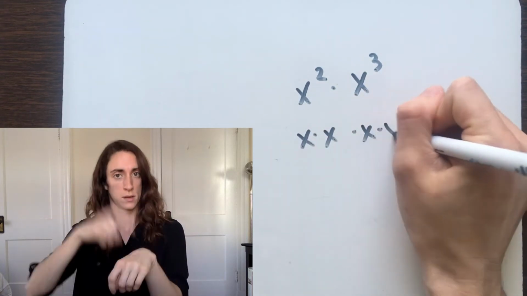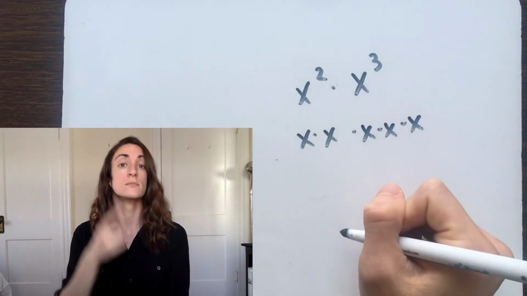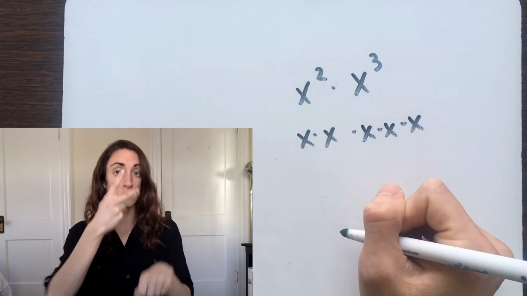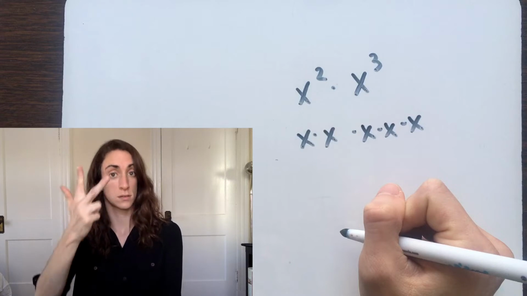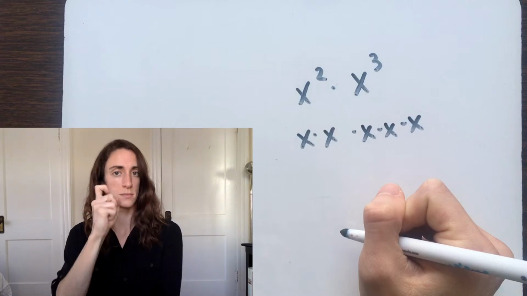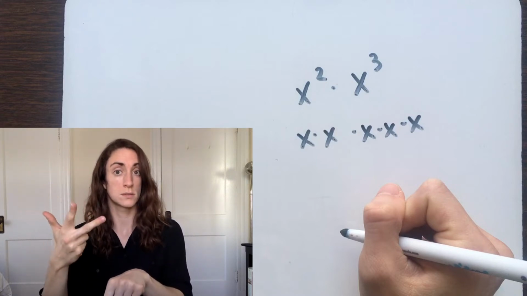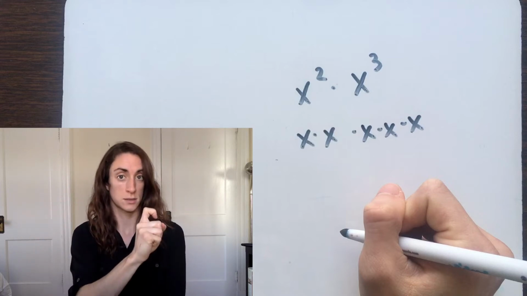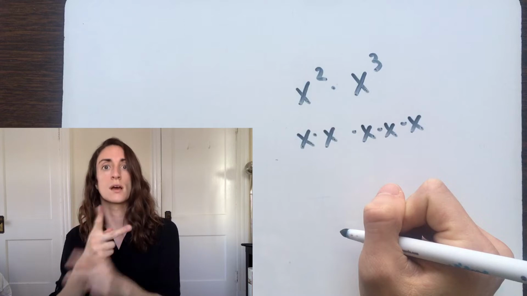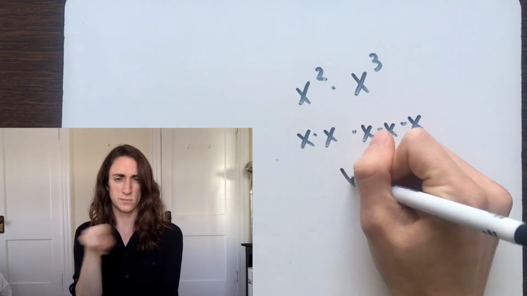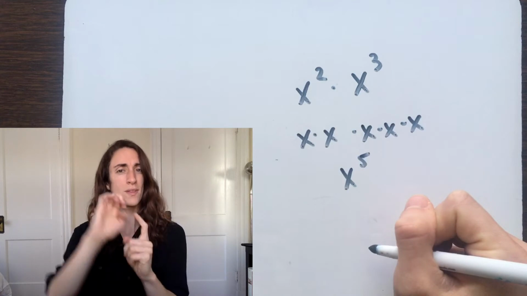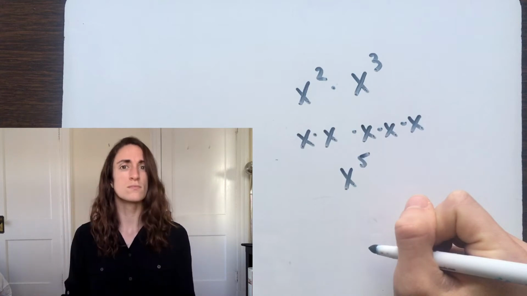That means that x squared can be written as x times x, and x cubed can be written as x times x times x. That means the whole expression can be written as x times x times x times x times x. X times itself 5 times can be recondensed with a single exponent as x to the 5th.